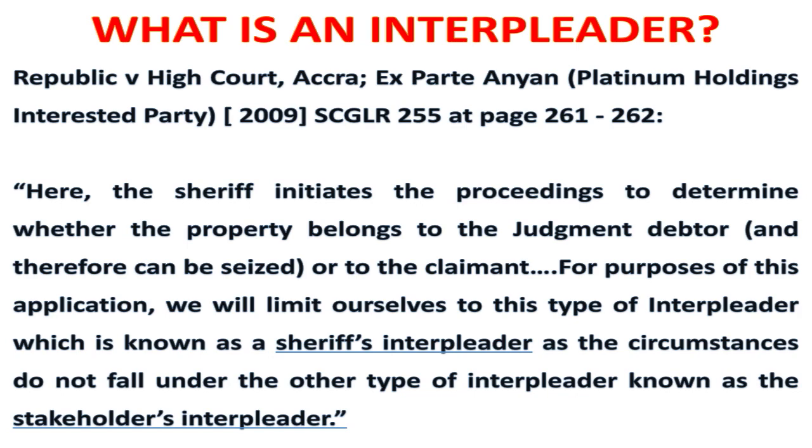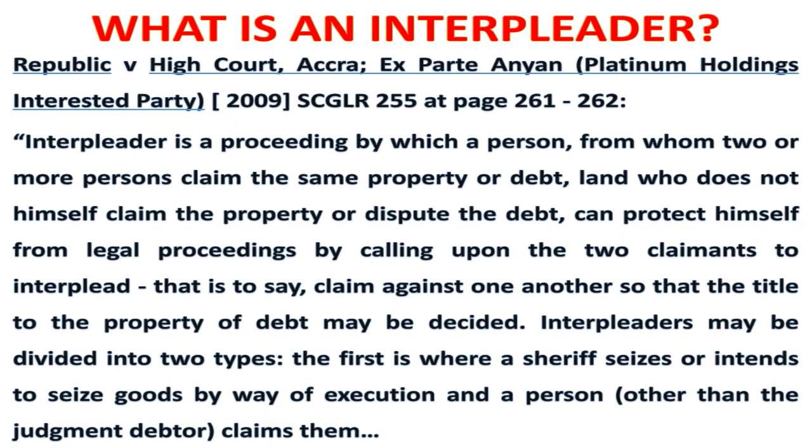Let me explain what is happening here. If there's judgment against a judgment debtor, and then the judgment debtor has refused to pay the judgment creditor, and the judgment creditor has taken steps towards execution by seizing property that the judgment creditor believes belongs to the judgment debtor.